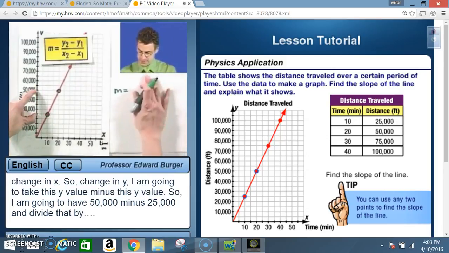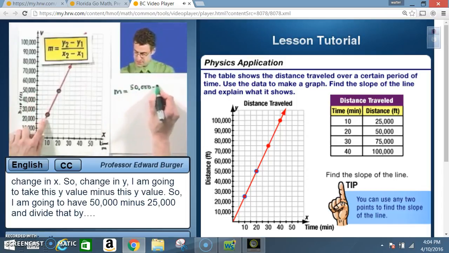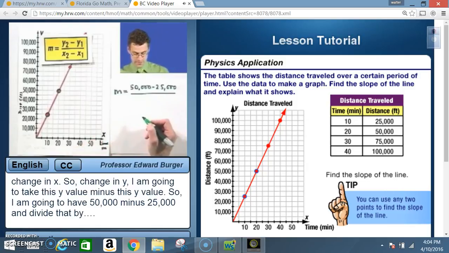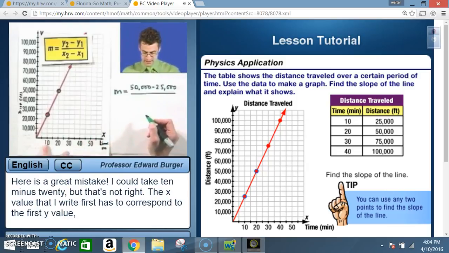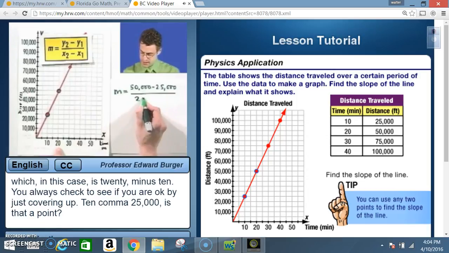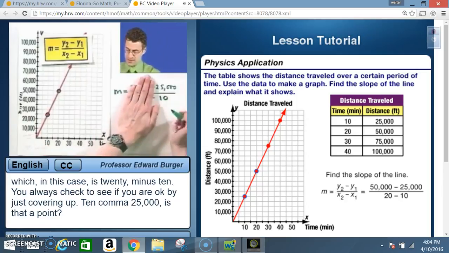So I'm going to have 50,000 minus 25,000. And divide that by, now here's a great mistake, I could take 10 minus 20, but that's not right. The x value that I write first has to correspond to the first y value, which in this case is 20 minus 10.